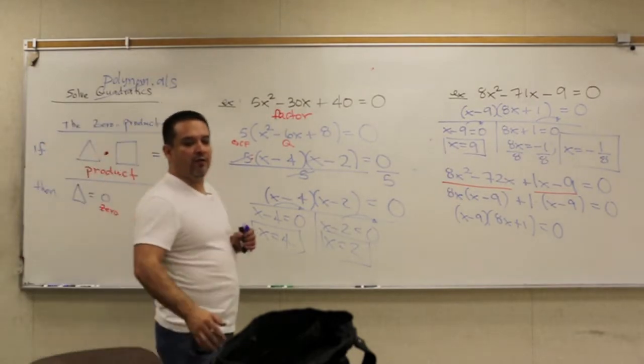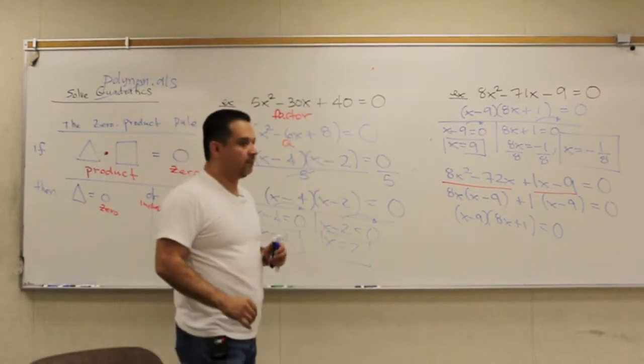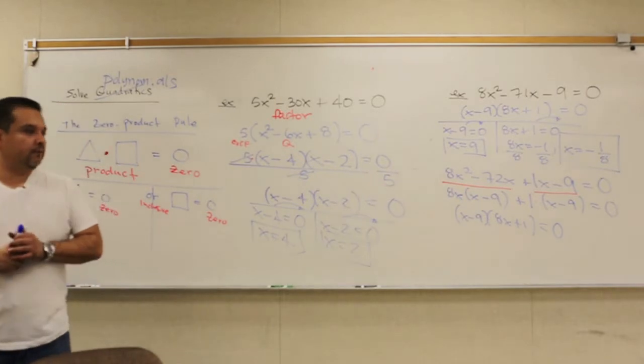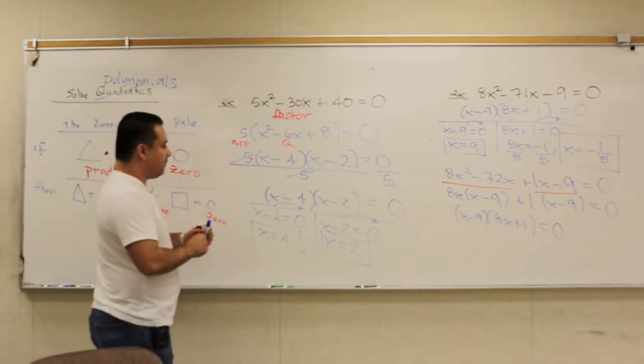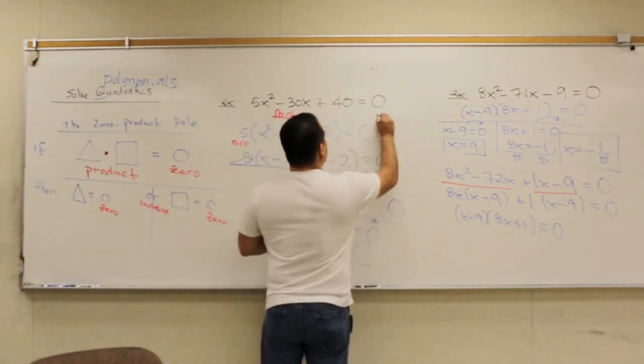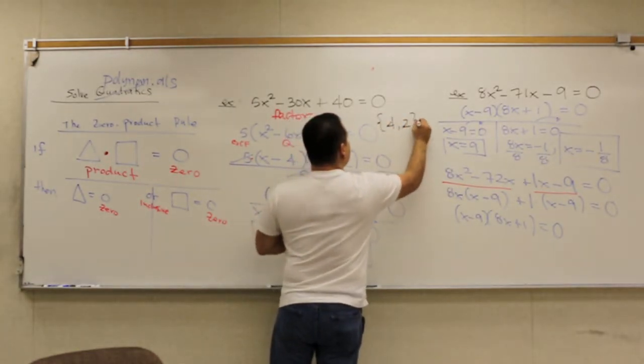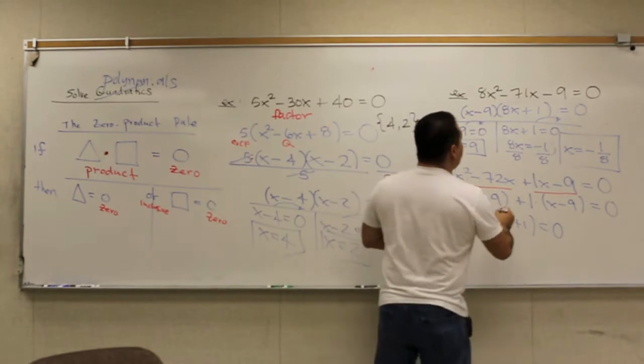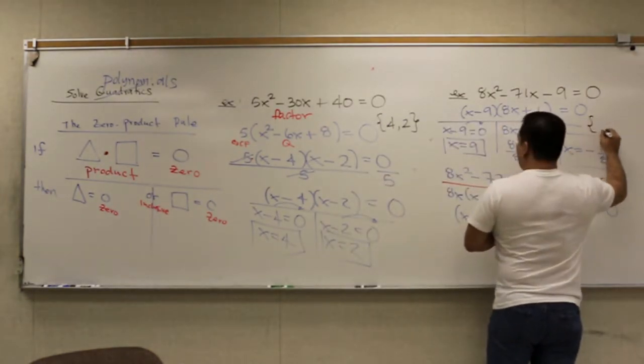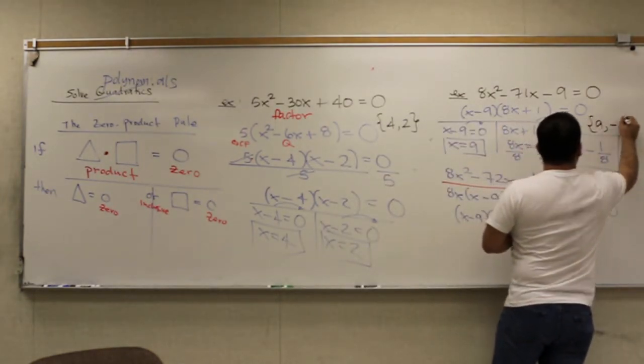These are your 2 answers. These are your 2 solutions. Can you write them in notation? You know, you can, if formally you look in the back of the book, and you'll have this: 4, comma, 2. This is set notation. You look in the back of the book, you'll have here 9, comma, negative 1/8.